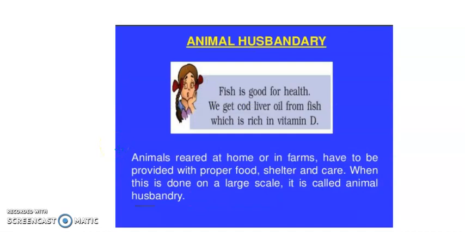The process by which animals are reared at home or on a farm, by providing them with food, shelter, and care, is known as animal husbandry, where the animals are taken care of. Now let's see which animals give which product, and where those products are used.